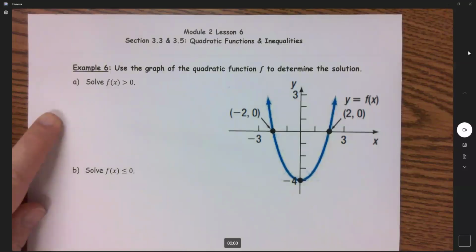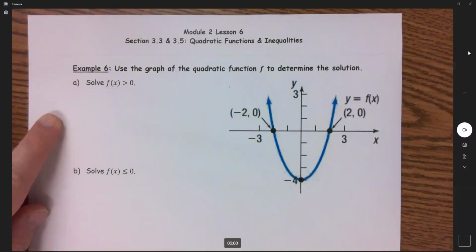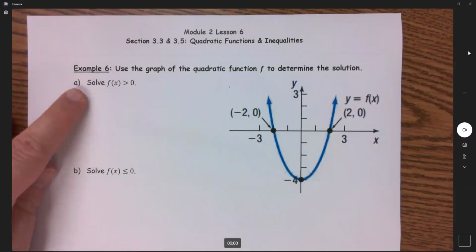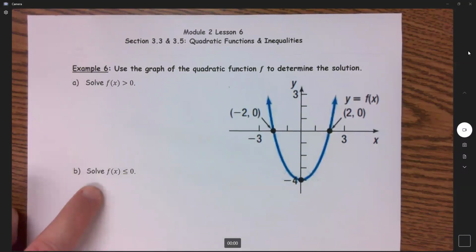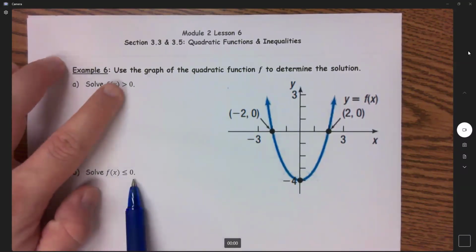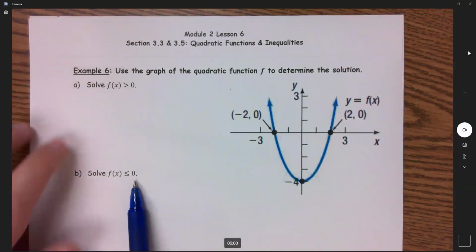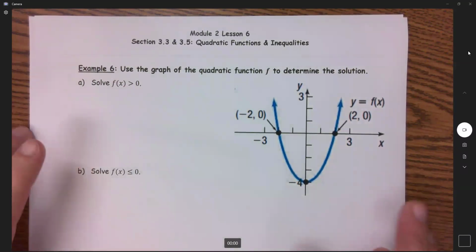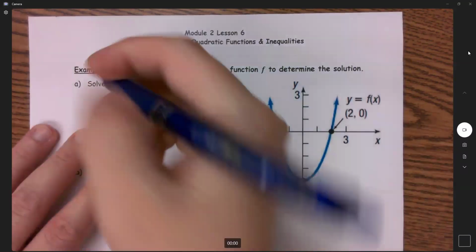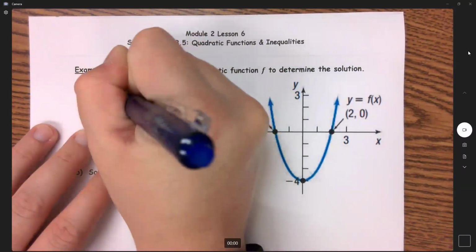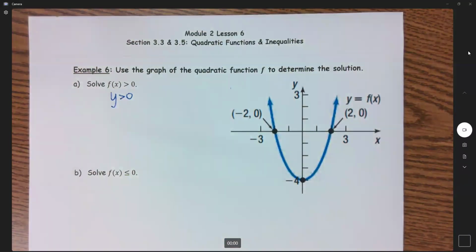So example 6 says use the graph of quadratic functions to determine the solution. So we need to solve when f of x is greater than 0 and when f of x is less than or equal to 0. In general, these aren't always going to equal 0, but for us they will. And so remember, f of x is just another name for y. And so here we want to know when our y values are greater than 0.